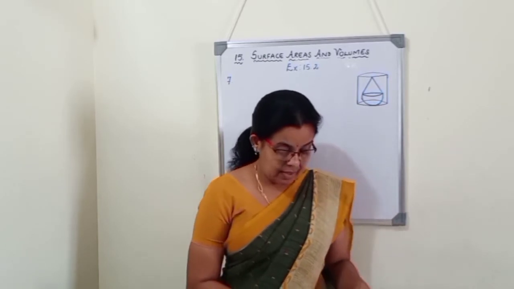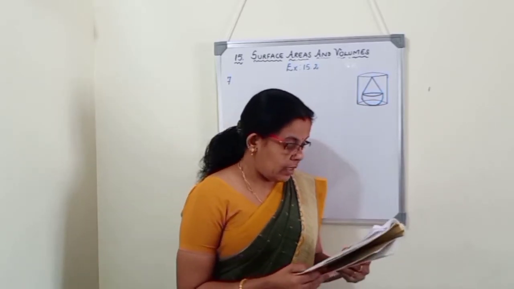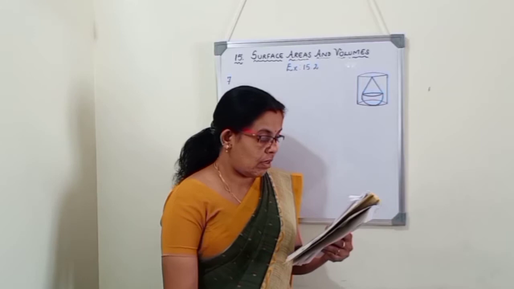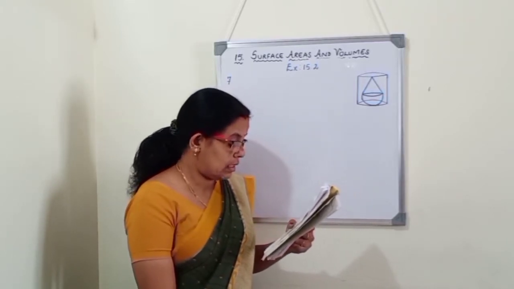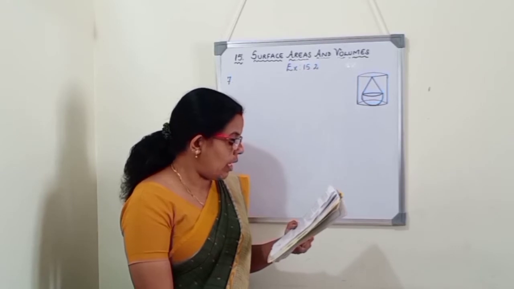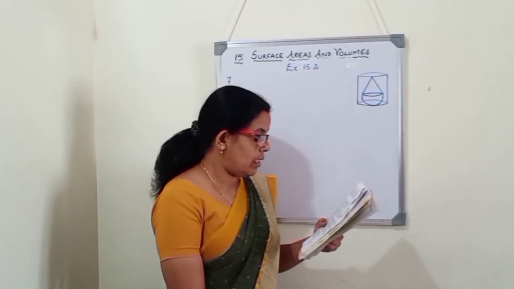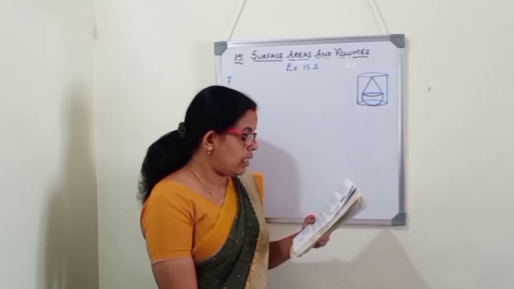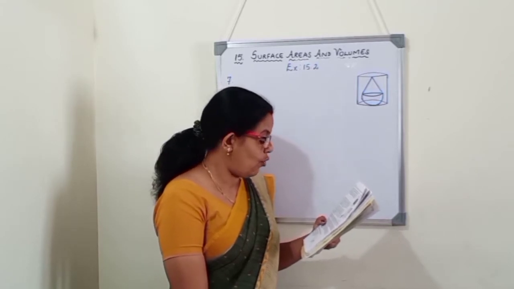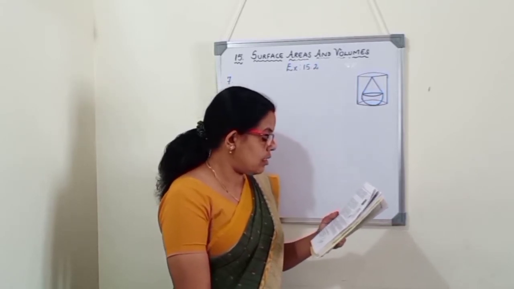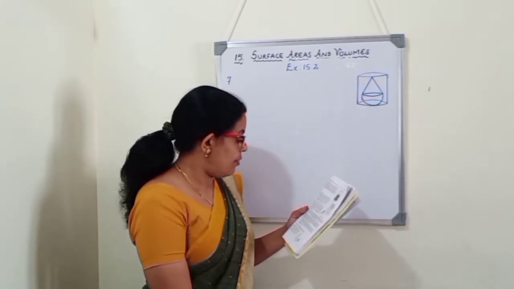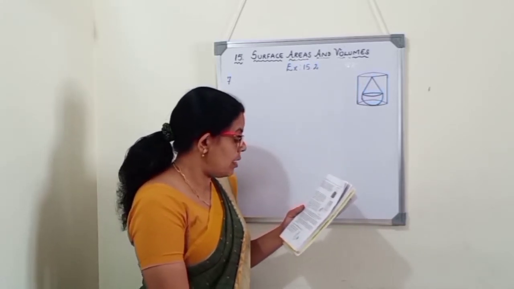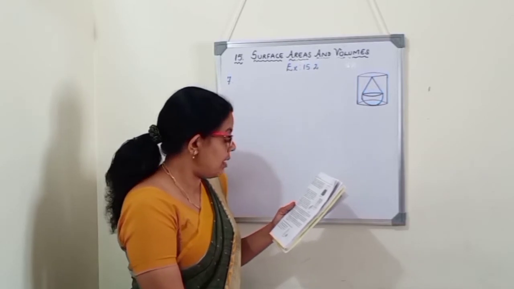Question number 7. A solid consisting of a right circular cone of height 120 cm and radius 60 cm standing on a hemisphere of radius 60 cm is placed upright in a right circular cylinder full of water such that it touches the bottom. Find the volume of the water left in the cylinder if the radius of the cylinder is 60 cm and its height is 180 cm.